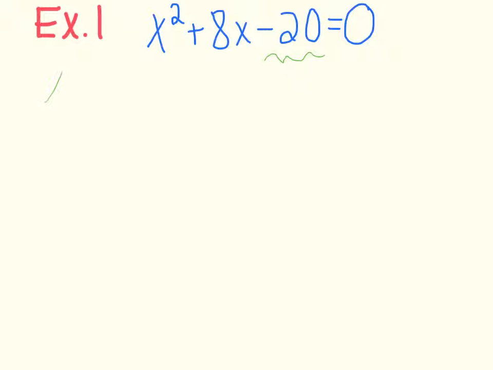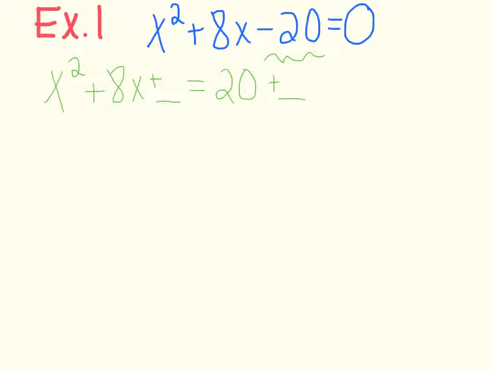So we'll look like this: x squared plus 8x equal to positive 20. Now I left a little space because we're going to be completing the square and putting two values in these two blanks.